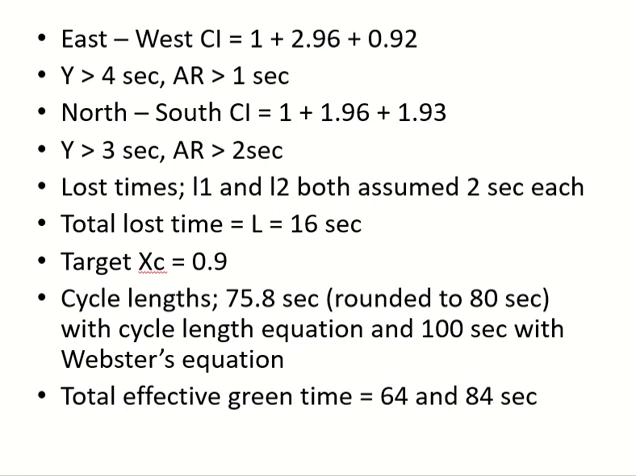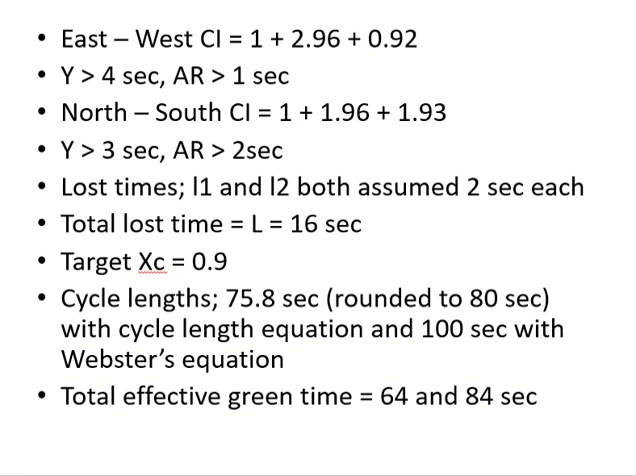XC is my volume to capacity ratio. We decide it. There is a range given, I believe it starts from 0.8 and goes up to 0.95. We decide how much we want in this range. If you decide it to be too low, the design will be overestimated. You may have a very, very long cycle length.